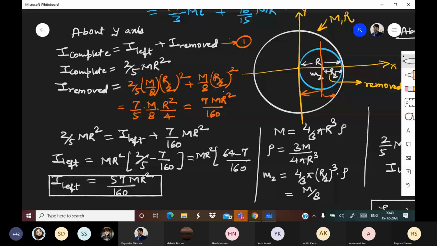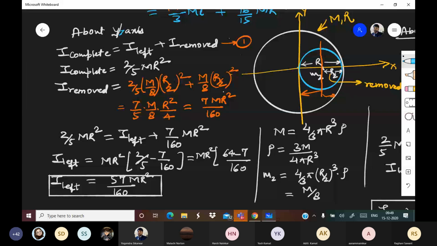So the behavior is similar for the y-axis as well as for the z-axis. Are you getting it, everyone? Because your steps will be the same. If you are talking about the z-axis, let me write it. I am going to replace y by z.